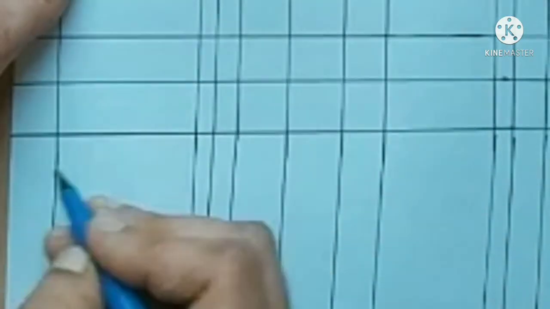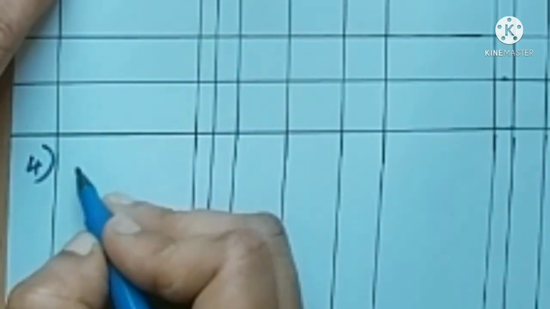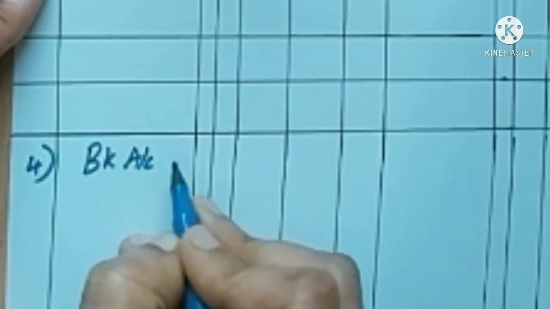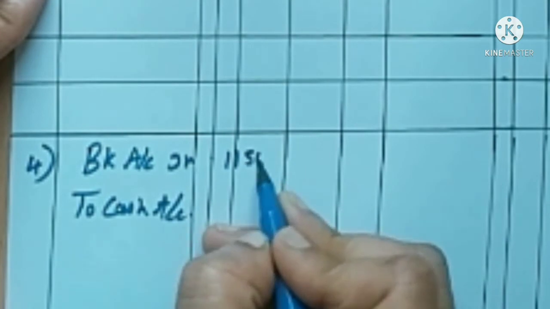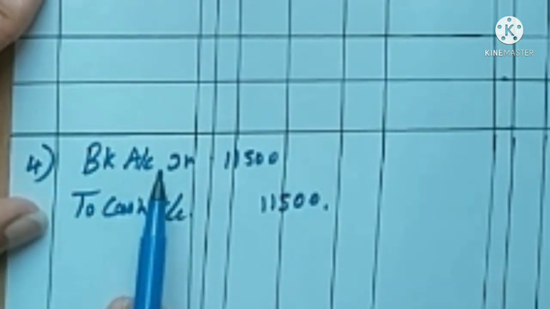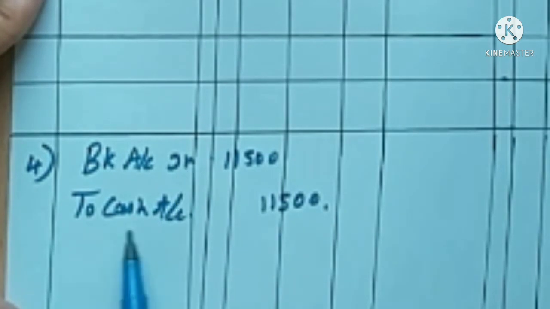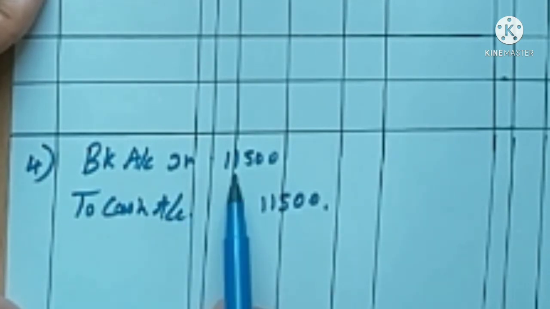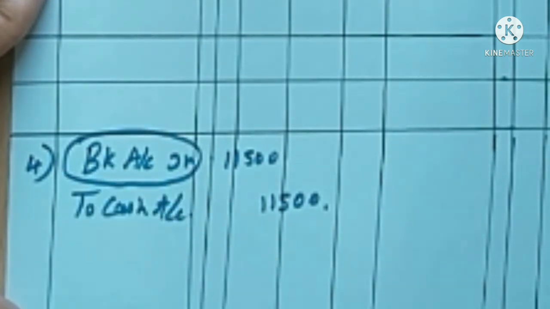Again I repeat, see, on 4th January, what is happening? Cash is paid into bank. So the entry is bank account debtor to cash account. Amount is rupees 11,500. So bank account is debited. So I am going to write it on the debit side of cash book, to cash account 11,500. But in which column am I going to write? I am going to write it in the bank column.